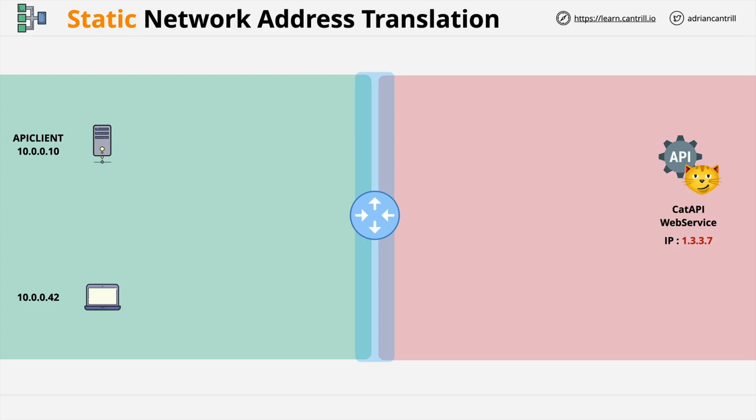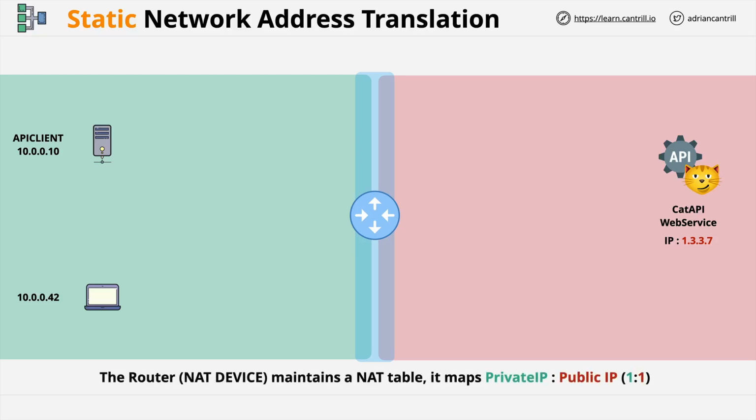What we need is to translate the private addresses that these devices have on the left to public IP addresses which can communicate with the services on the right and vice versa. Now with static NAT, the router or NAT device maintains what's known as a NAT table. And in the case of static network address translation, the NAT table stores a one-to-one device mapping between private IP and public IP. So any private device which is enabled will have a dedicated, allocated public IP version 4 address. Now the private device won't have the public IP address configured on it, it's just an allocation.